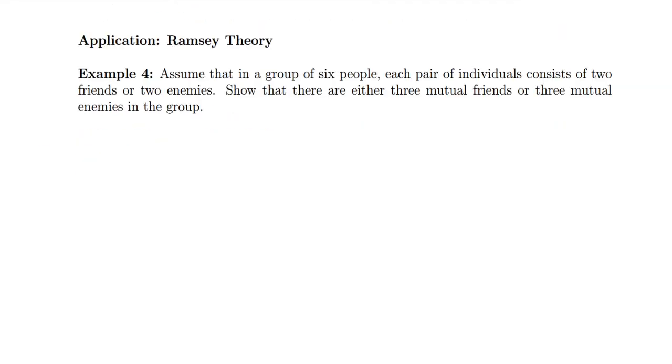Okay, let's assume that in a group of 6 people, each pair of individuals consists of 2 friends or 2 enemies. So in this group, they're all friends or enemies with each other. Similar to the previous way that we posed this, but instead we have friends and enemies. Now show that there are either 3 mutual friends or 3 mutual enemies in the group.